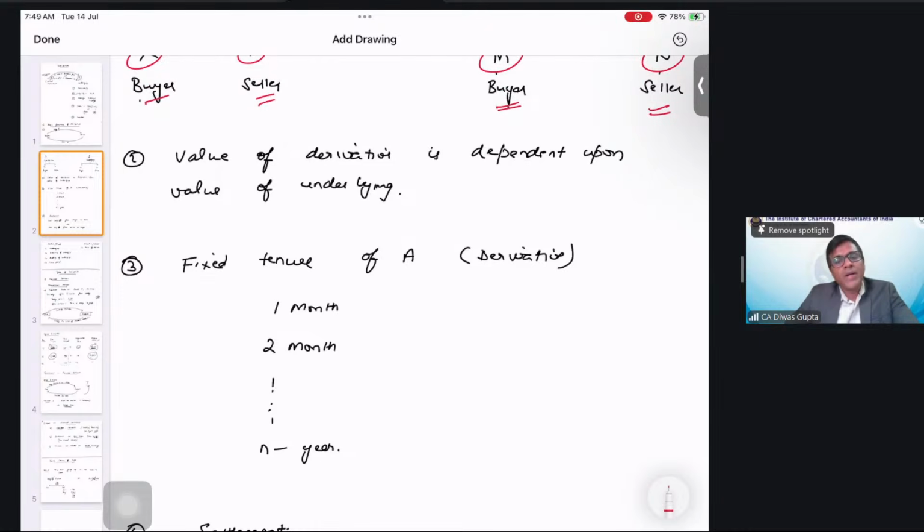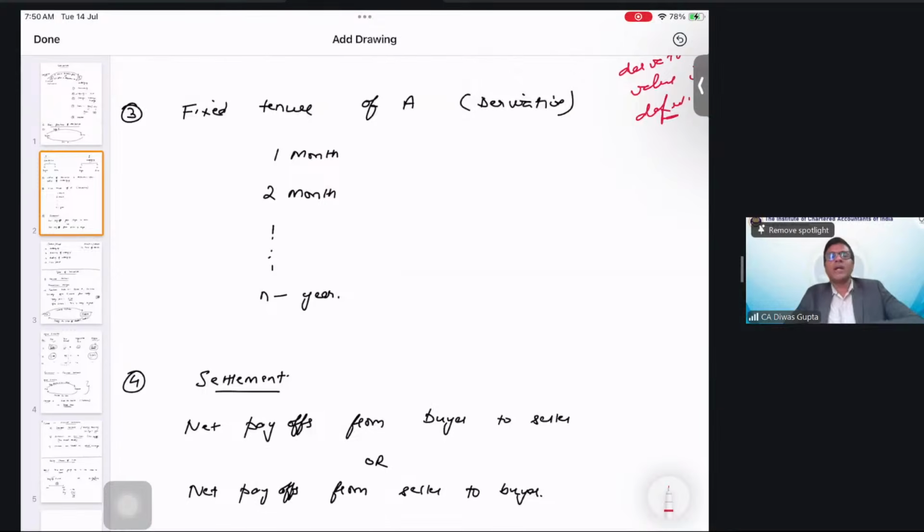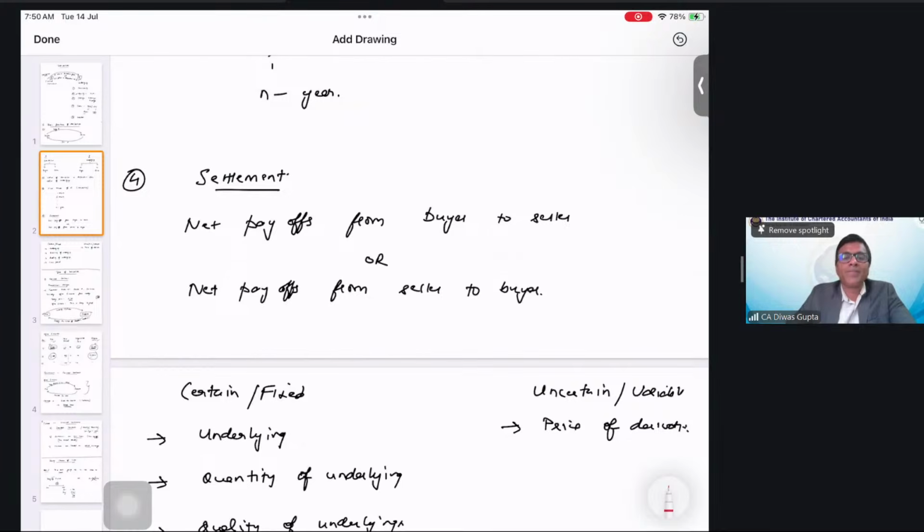Then the value of the derivative is dependent on the value of the underlying. This is the principle on which derivative value is dependent, students, right? The next one is around the fixed tenure of the derivative. So any derivative we talk about has to have a fixed tenure. For example, 1 month, 2 months, 3 months, or let's say 1 year or 2 years or whatever it may be. Then fourth is around the settlement. The settlement talks about the net payoffs from buyer to seller or net payoffs from seller to buyer, right? So this is what the settlement piece is. Because ultimately, once the maturity comes, it has to be settled.